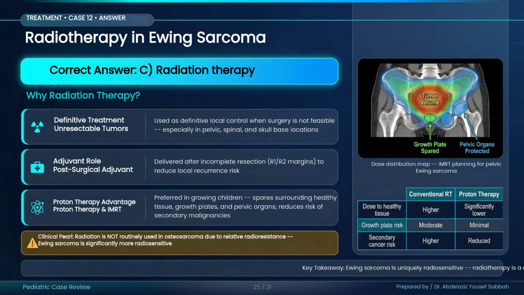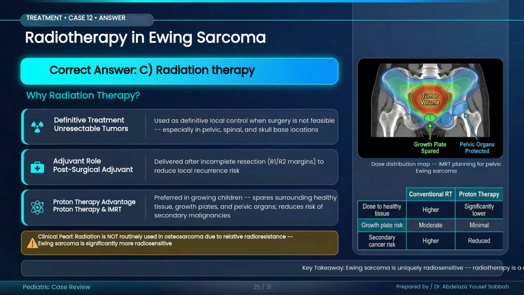Radiation therapy serves three roles: as definitive local control when surgery is not feasible, particularly in pelvic, spinal, and skull-base locations; as post-surgical adjuvant therapy delivered after incomplete resection with positive margins to reduce local recurrence risk; and using proton therapy or intensity-modulated radiation therapy, which are preferred in growing children because they spare surrounding healthy tissue, growth plates, and pelvic organs, and reduce the risk of secondary malignancies.